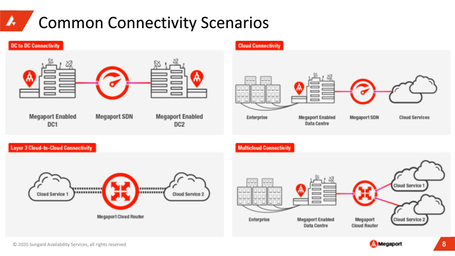So we actually have, in addition to just connecting from the data center to the cloud, cloud-to-cloud connectivity through our Megaport Cloud Routing solution, also known as our MCR. This allows you to leverage a layer 3 routing solution that interconnects clouds directly with each other without having to hairpin back to the data center.